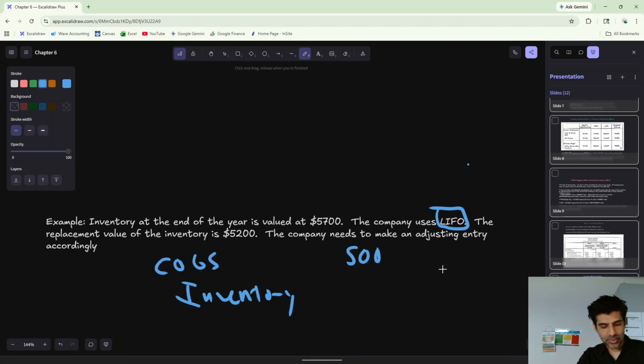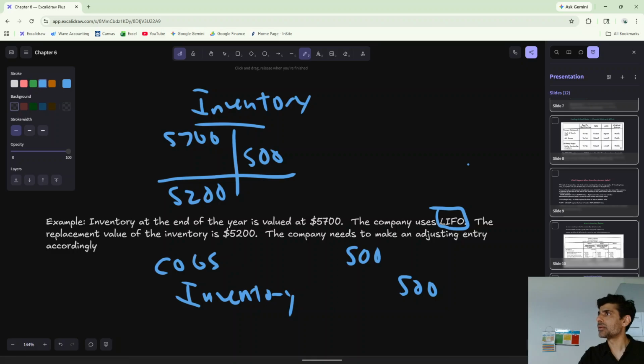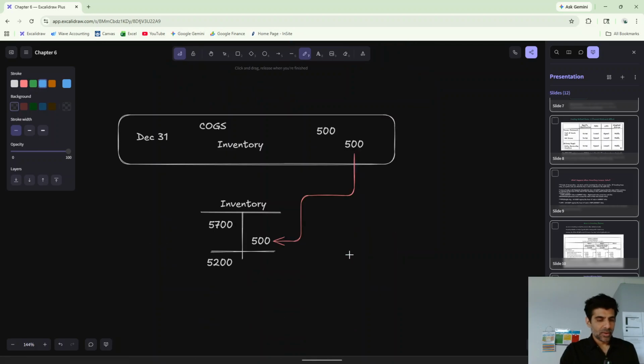Again, it's very similar to shrinkage. Your inventory unadjusted balance was 5,700. You're saying it's only worth 5,200. That means you have to credit it 500. Okay, everyone good with that?